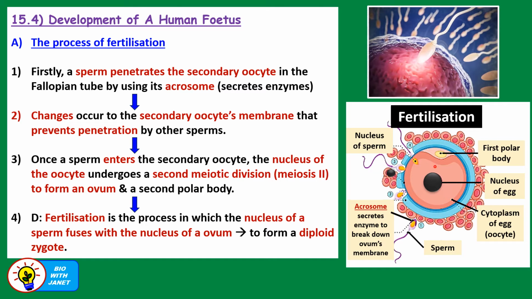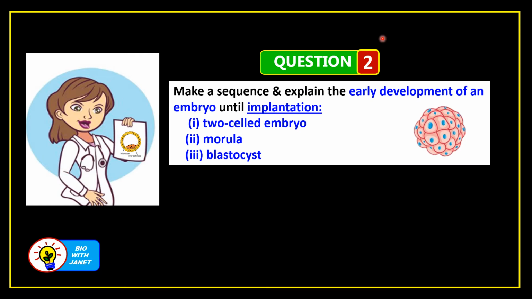A zygote is actually just a fertilized egg, an egg that has undergone fertilization. So we must know the definition of fertilization. Fertilization is the process in which the nucleus of a sperm fuses with the nucleus of an ovum to form a diploid zygote. Now let's discuss learning standard number 2, or question 2. Make a sequence and explain the early development of an embryo until implantation, until the embryo attaches itself to the wall of the uterus.